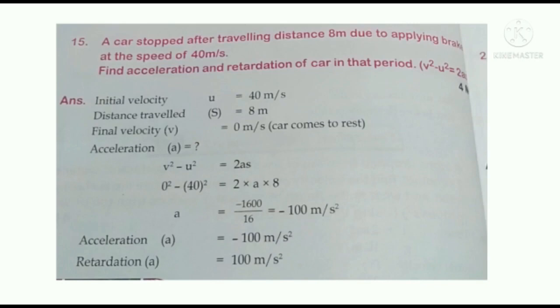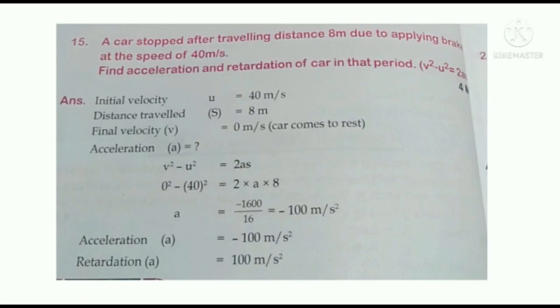So, acceleration a we find. What is the formula we use here? Given values are v, u and s. So, we find a. What is the formula related to these terms? The formula is v square minus u square is equal to 2as.